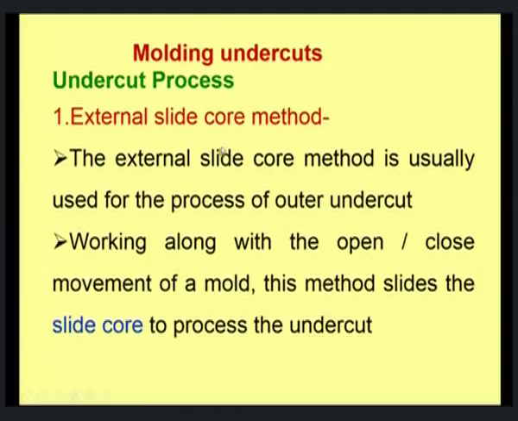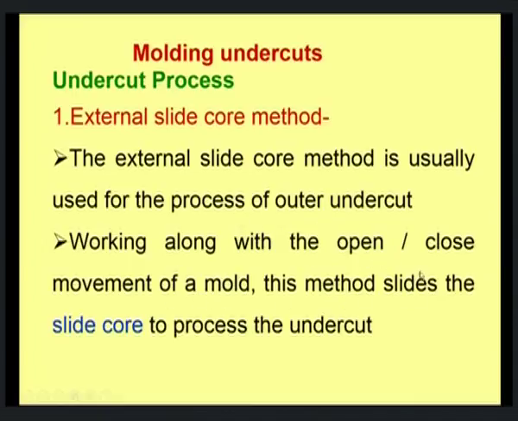The external slide core, as the name itself implies, has a core that can slide. It can move either behind, horizontally or vertically, and it is normally used for the process of outer undercut. This external slide core will normally work along with the open and close movement of a mold.